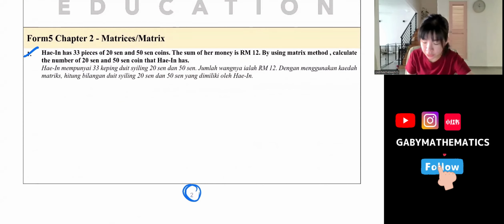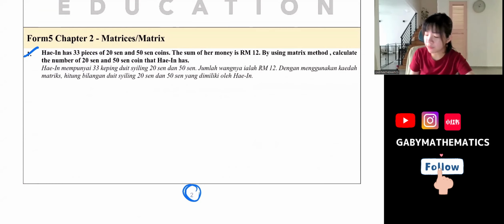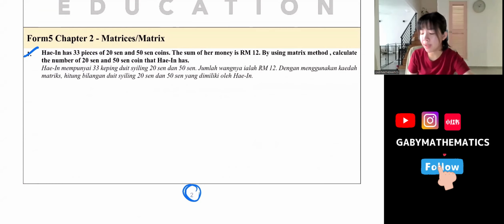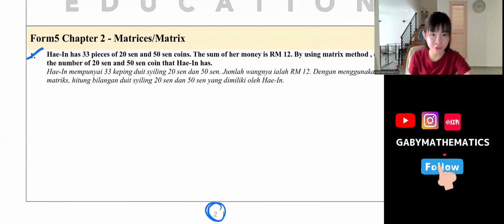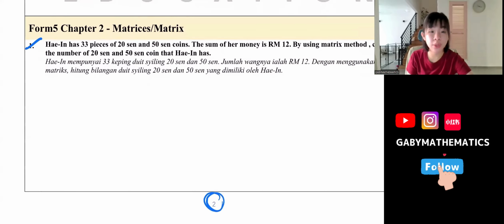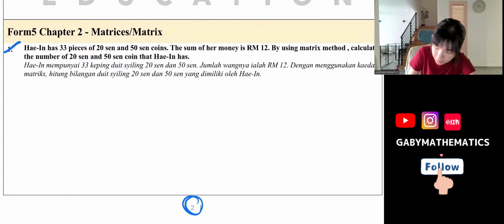Hayne has 33 pieces of 20 cent and 50 cent coins. The sum of the money is 12 ringgit. By using the matrix method, calculate the number of 20 cent and 50 cent coins that Hayne has. All right, so we need to use matrix to find the unknowns, yeah? So we need to form two equations. They say calculate the number of 20 cent coins.